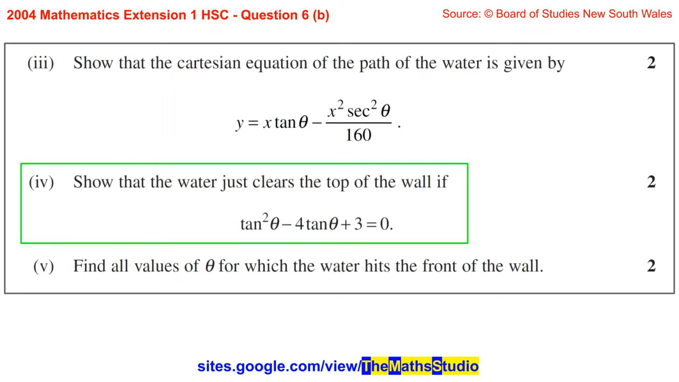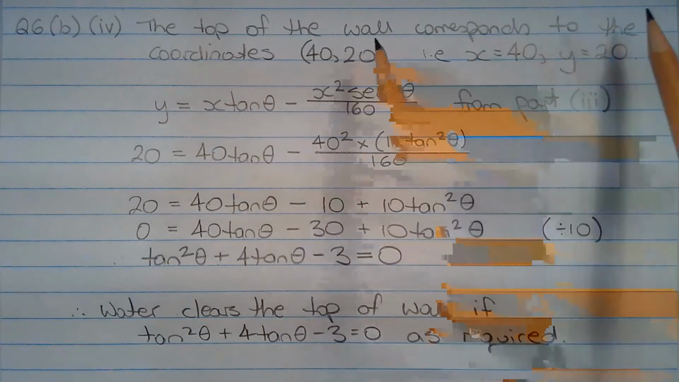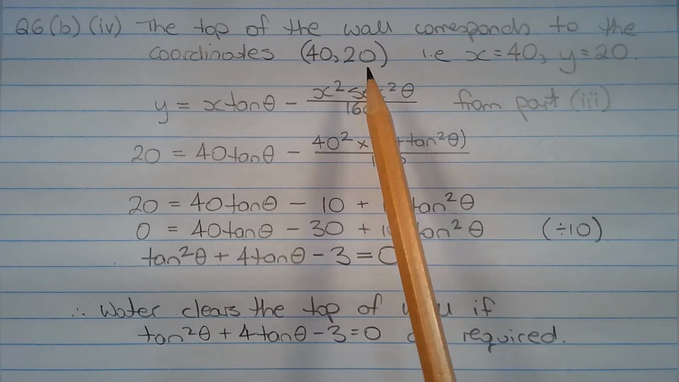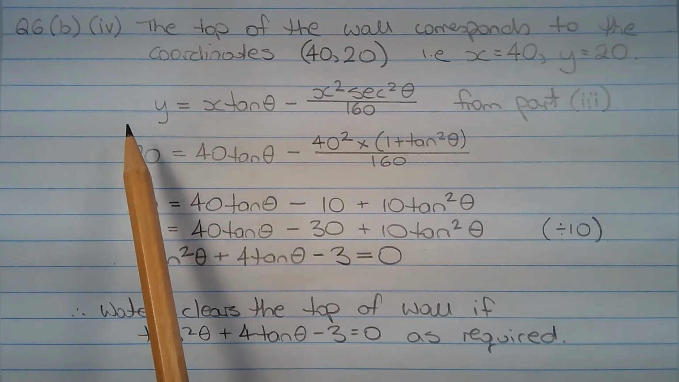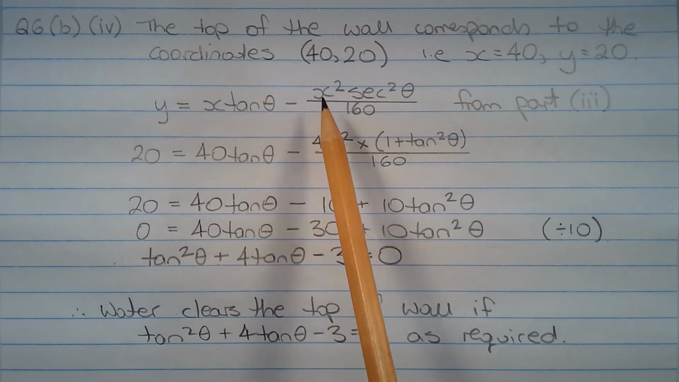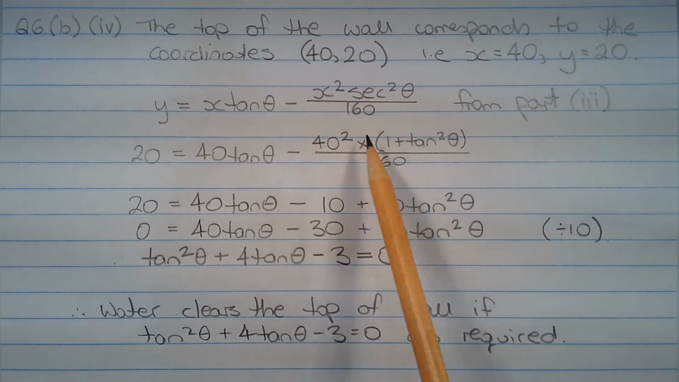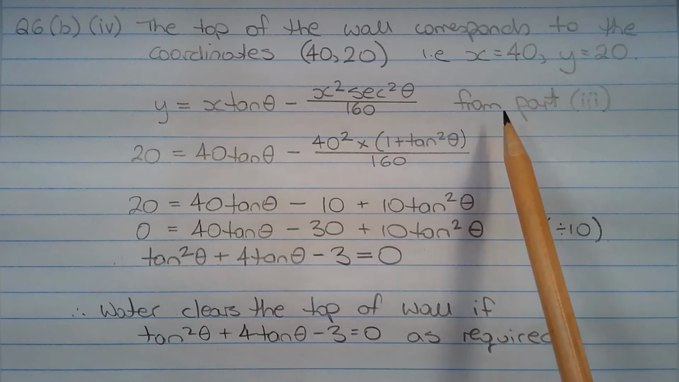Part 4. Show that the water just clears the top of the wall if tan squared theta minus 4 tan theta plus 3 equals 0. The top of the wall corresponds to the coordinates 40, 20. That is, x equals 40 and y equals 20. Now y equals x tan theta minus x squared sec squared theta over 160, which is the Cartesian equation that was found in part 3.